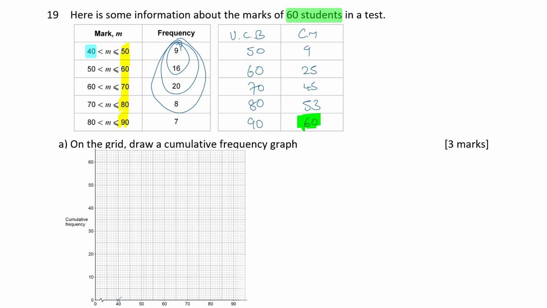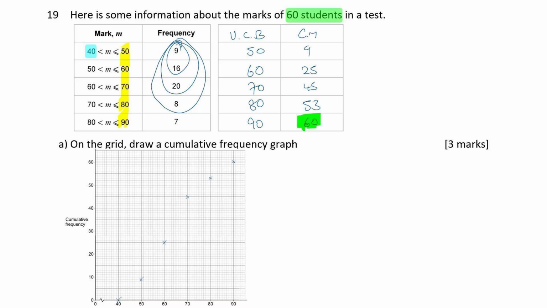My next points then are 50 against 9 and 60 against 25. Next 2 points, 70 against 45 and 80 against 53. And then finally, I've got 90 at 60.